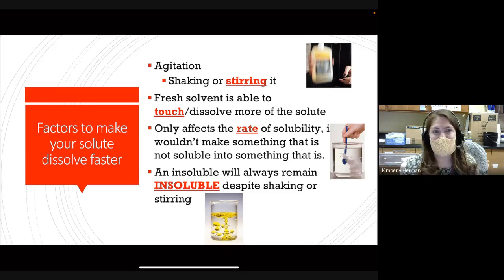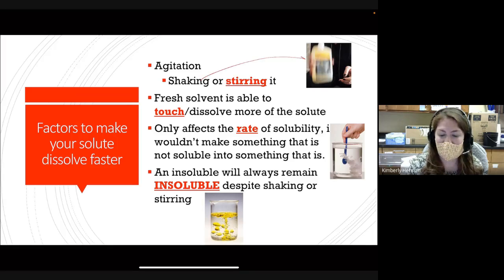When we shake it and stir it, we can see that fresh solute is able to touch more of the solvent, or vice versa. Fresh solvent is able to touch more of the solute. Now, this only affects the rate of solubility. It wouldn't make something that is not soluble into something that is. And insoluble will always remain insoluble despite shaking it, like we see in this image here, or stirring it down here.